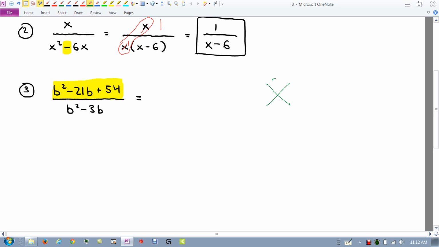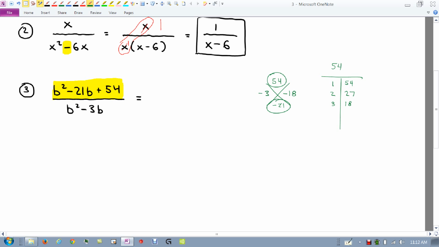We're working with the numbers 54 and negative 21. So we start and think of all the factors of 54. So 1 and 54, it's not going to work. 2 and 27, let's see, that won't work. 3 goes in there, 18 times. So that should work. I have a 3 and an 18. I should be able to get a 21 out of that. But I also need them to be a negative 21. So I'm going to make this a negative 3 and a negative 18. Those will multiply to be positive and add up to be negative.